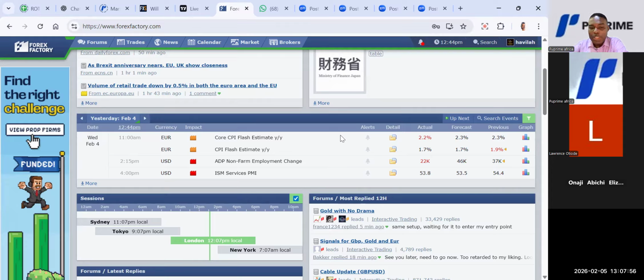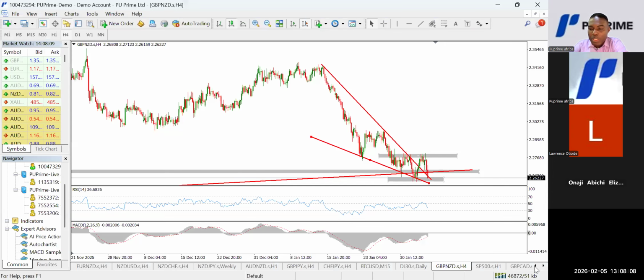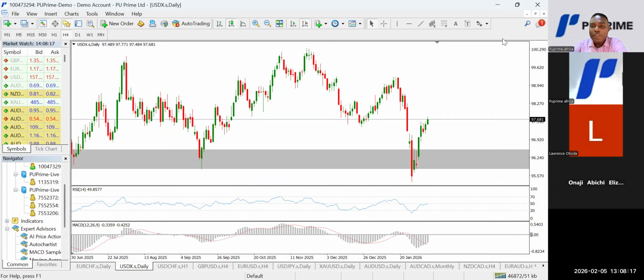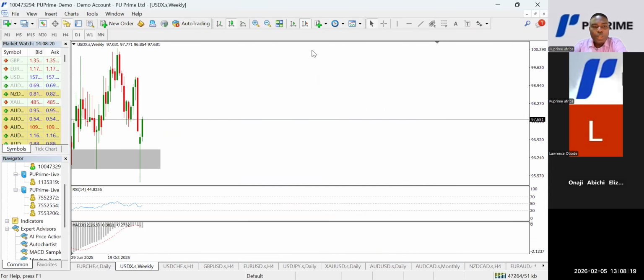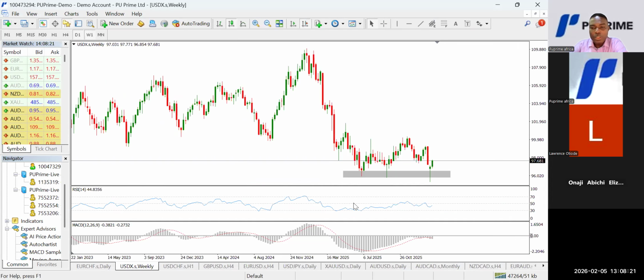From the beginning of the week, I've been bullish on the dollar because the dollar closed last week with a very sharp rejection candle on a support. So for me this week, anything I'm doing on the dollar, including news, I'm looking at a bullish dollar. This is the weekly candle for last week. It closed on a support level with a rejection candle.